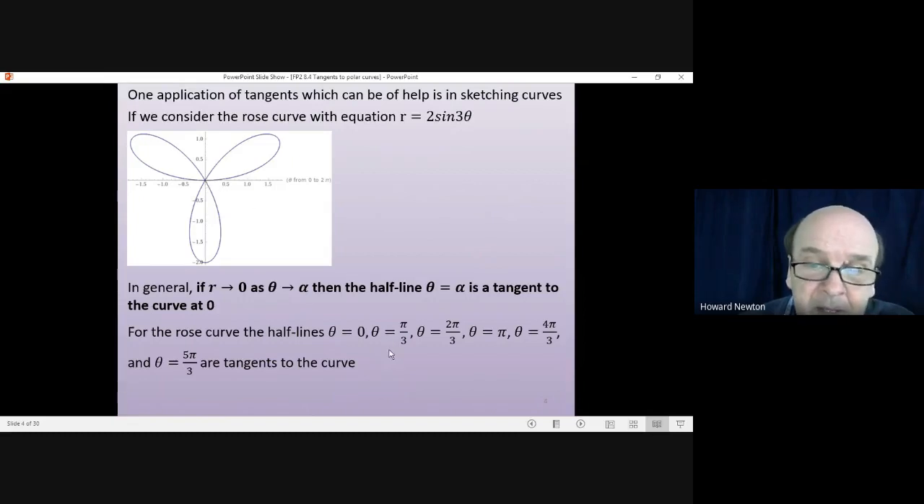As you can see, theta equals pi by 3 would be the line at the top of that first loop. Theta equals 2 pi by 3 would be this line. Theta equals pi is the negative x-axis. Theta equals 4 pi by 3 would be here, and theta equals 5 pi by 3 down here. All of those lines are tangents to the curve at the origin, at the pole.